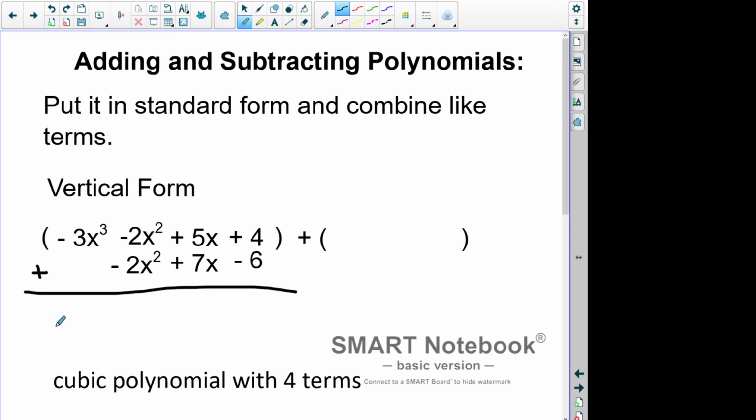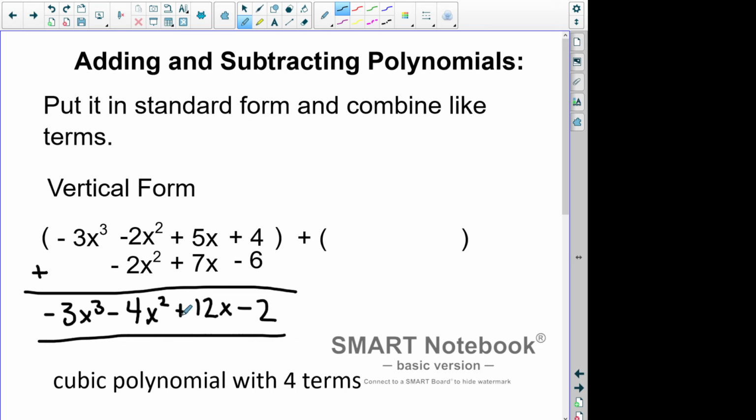And so I've got negative 3x cubed, negative 2x squared, negative 2x squared. This is negative 4x squared. Please do not add those exponents, right? We're not multiplying these things together. We're just adding. We're just counting. How many x squareds do I have? Well, I have negative 2 and negative 2. When I add those together, I get negative 4. Same thing here. I've got 5 x's and 7 x's. Gives me a total of 12 x's. And the constant term 4 and negative 6 gives me negative 2. So that would be my sum there, and this is using that vertical format for lining those up.